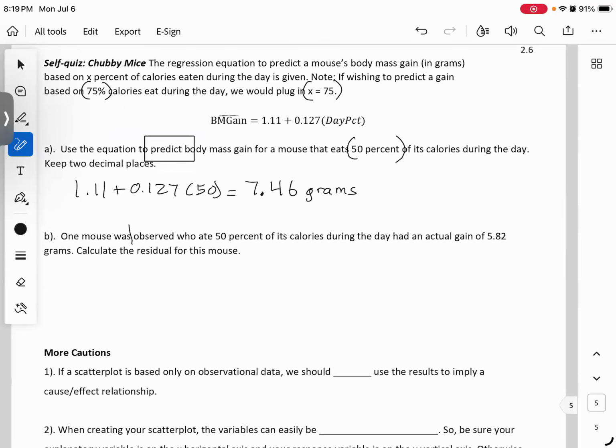Then right here for part B, they give you the observed. Right, so the 7.46 is the predicted, and then right there is the observed. You just got to make sure you always do the observed minus the predicted. And if you get a negative number, that's okay. That just means that the observed was below the regression line or below the predicted value.